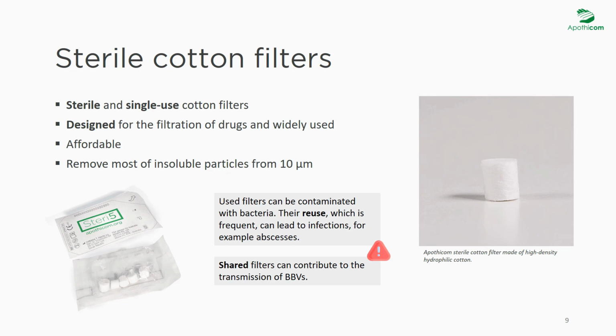The second type of filter that people who inject drugs may use is sterile cotton filters. We can also find similar filters made of different materials, such as cellulose acetate, for example. Sterile cotton filters are intended for the filtration of drugs, and they are widely used in many countries because of their efficacy and affordability too.